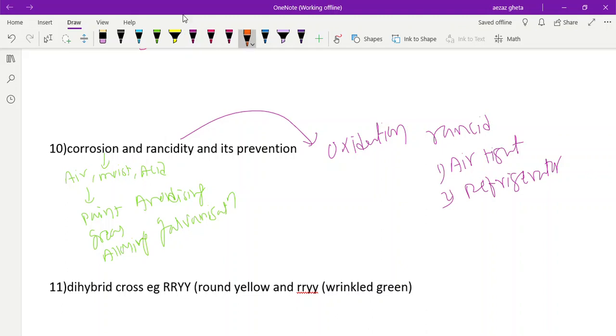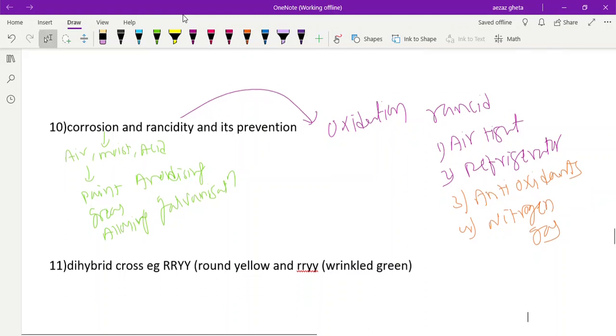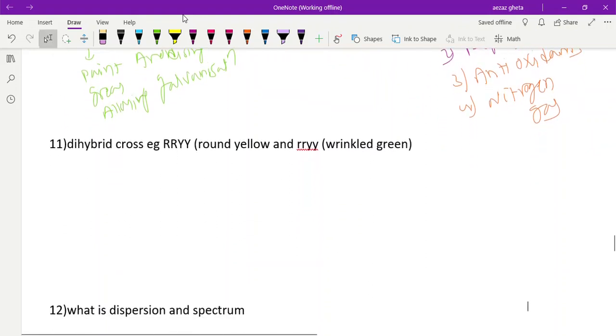Rancidity can also be prevented by adding antioxidants, and by flushing with nitrogen gas, that is, filling the packet with nitrogen gas. Airtight container, refrigerator, antioxidants, and nitrogen flushing are the preventions for rancidity. Got it? Any doubts?